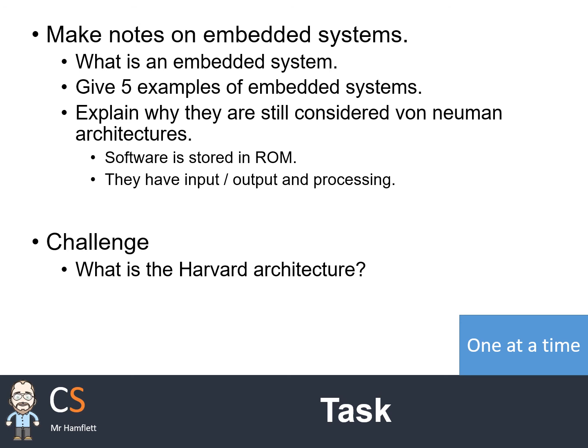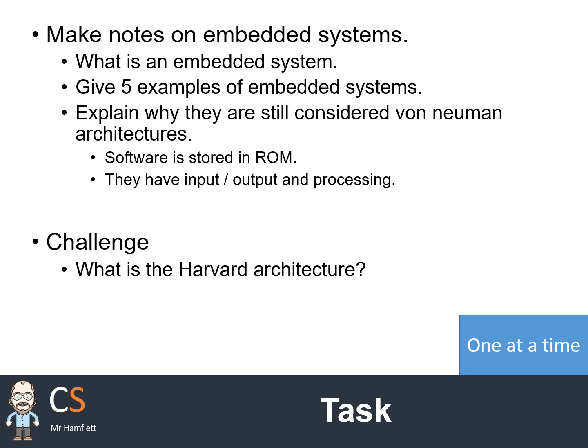Avoid any device where there's apps. So for example, an Alexa or a smart TV, those would not be embedded systems because they have the ability to run multiple apps. Explain that they are still considered to be von Neumann architectures, because they will still have input and output, they will still have a CPU, but specifically the software that they use is stored in ROM, which is very important, and one of the main things the exam will focus on.